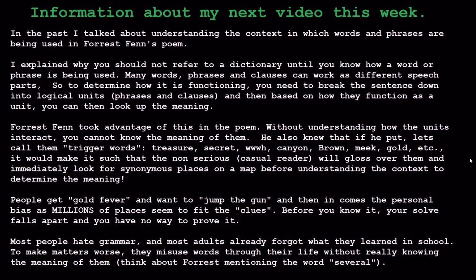Also, he knew that if you put, let's call them trigger words or trigger phrases in there, that he'll play with your mind. In other words, the word treasure, the word secret, where warm water salt, canyon, brown, meat, gold, etc. By doing that, he made it such that the non-serious searcher, in other words, the casual reader, is just going to gloss over the poem and they're immediately going to jump to a map and look for places that they believe in their mind is synonymous with the clues.